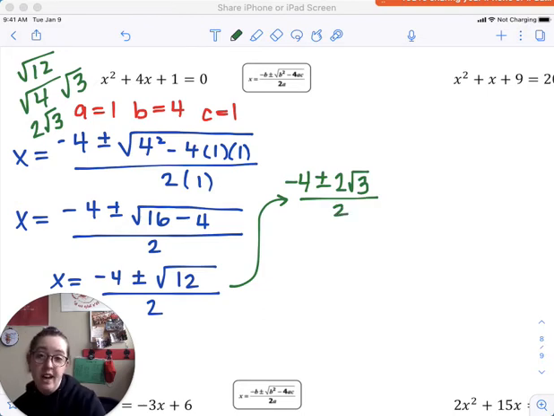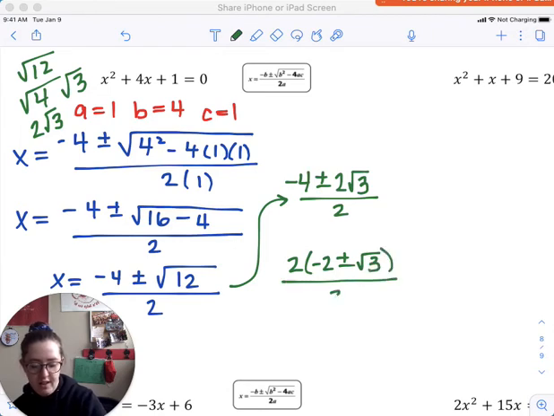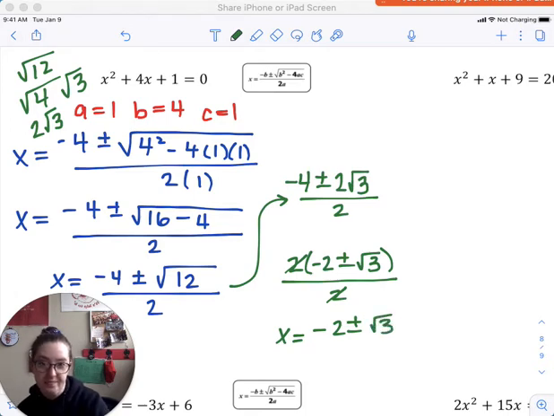Our numerator has a greatest common factor. That top has a greatest common factor of 2. So we're left with negative 2 plus or minus the square root of 3 in those parentheses. And that's over 2. Those 2's would cancel out. So x would equal negative 2 plus or minus the square root of 3. So if you get an answer like this and your answers don't match anything, you might need to go and simplify. But if you input this with the square root of 12, I'm fine with it.